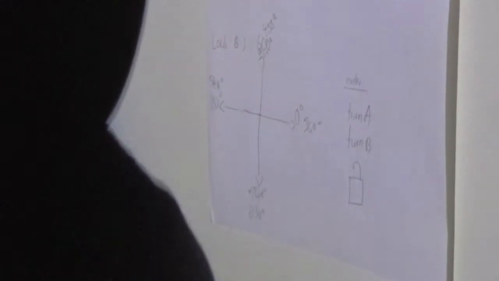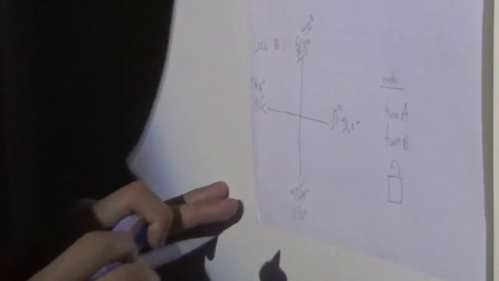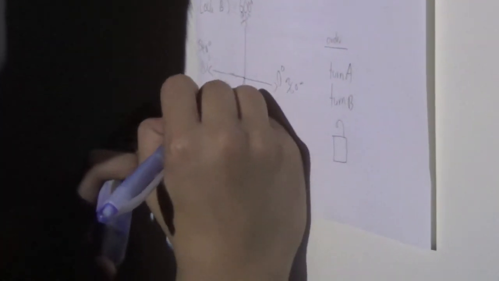Find 600 degrees. 0, 90, 180, 270, 360, 450, 540, 630, 720. It'd be around here. Nearest x-axis angle, 60 degrees.